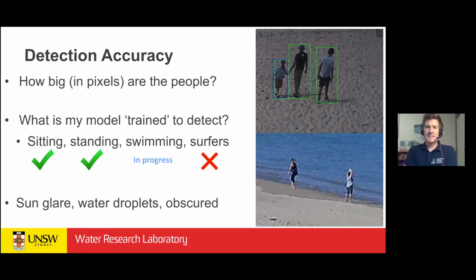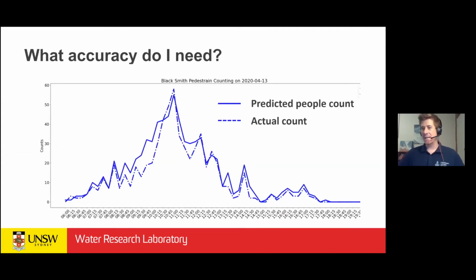The other thing that affects detection accuracy is sun glare, water droplets, is it raining, and are people partially obscured or clumped together in groups? But what type of accuracy do I need when you're looking at trends on the beach? Here's an example of a plot of predicted count from a model versus actual count.